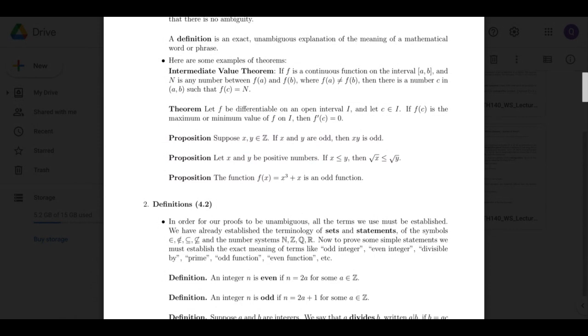A theorem like the intermediate value theorem is a heavy weight. It's called a theorem, right? Because it takes a little bit of effort to prove.